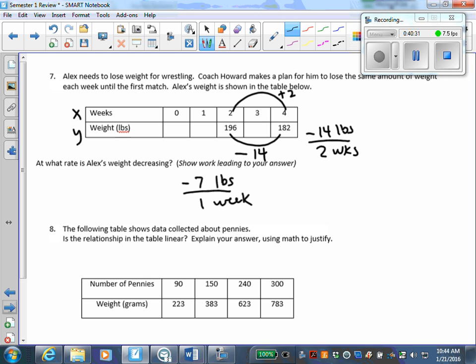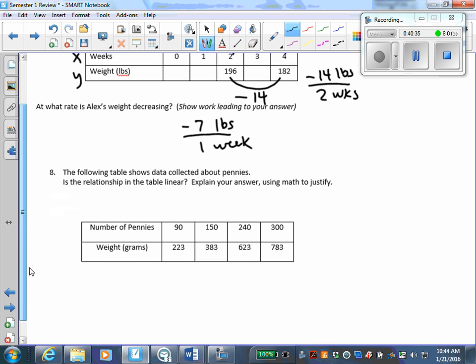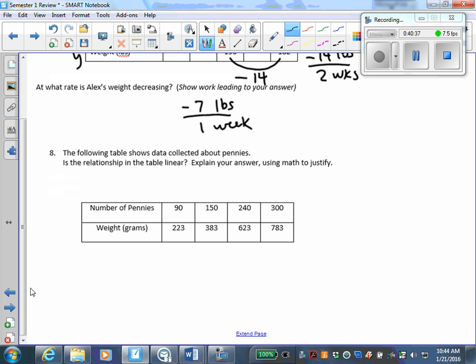The following table shows data collected about pennies. Is it linear? Very few people got this question correct on the test because they did not do enough work. To be linear, we need to show that there's a constant rate of change. So we need to check it for every step of the table.